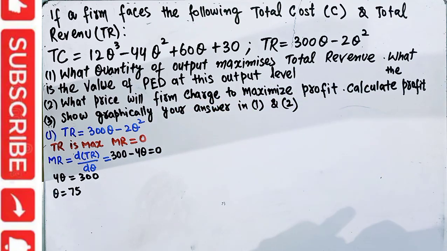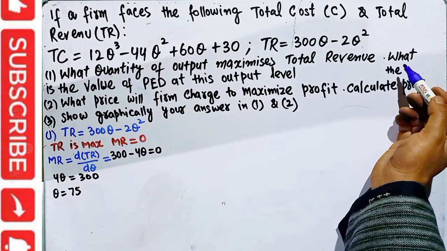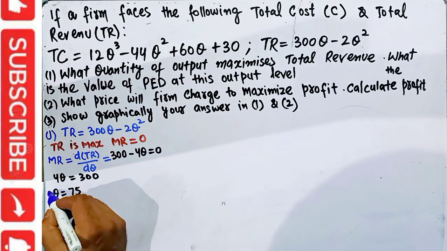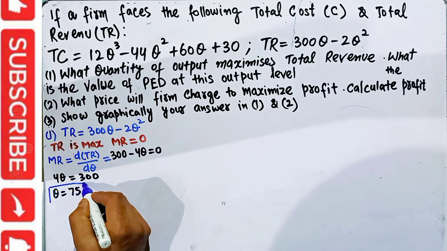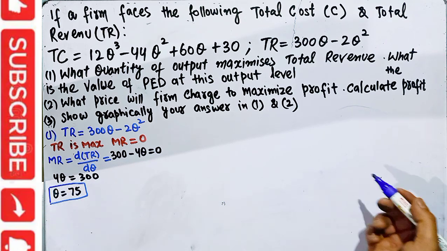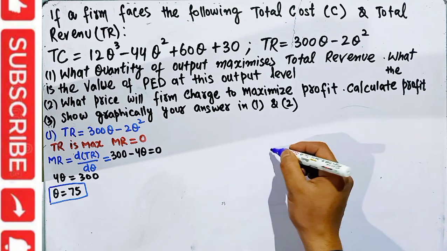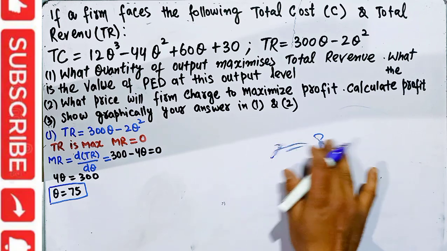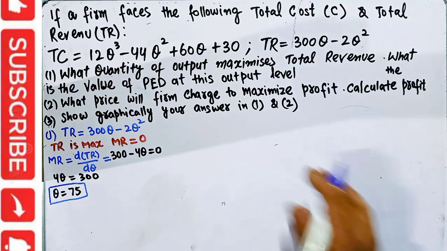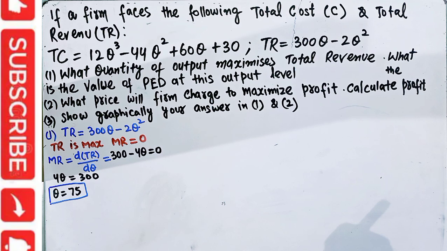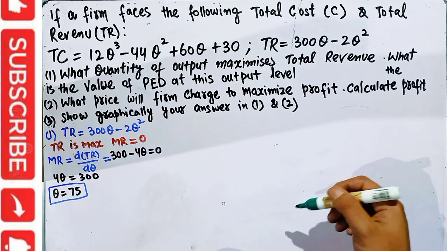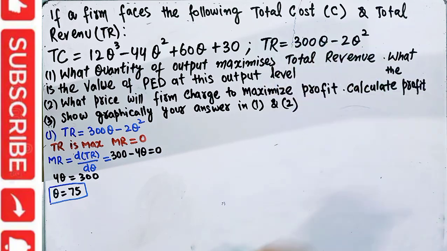With this, we have another subpart. We are being told to find out the value of price elasticity of demand at this point, when q is equal to 75. Now to find out the price elasticity of demand, we should get the demand function first in terms of price. Let me be very specific here. We need to derive the demand function from the total revenue function.